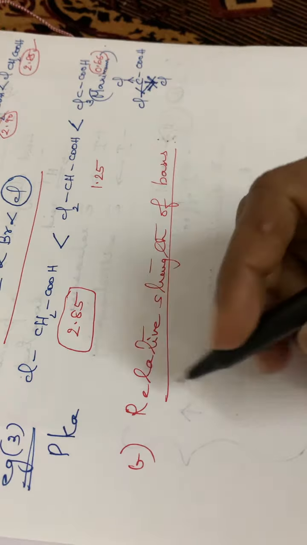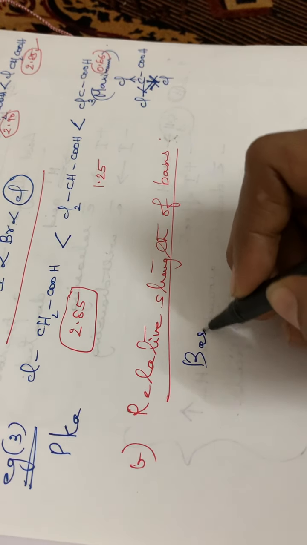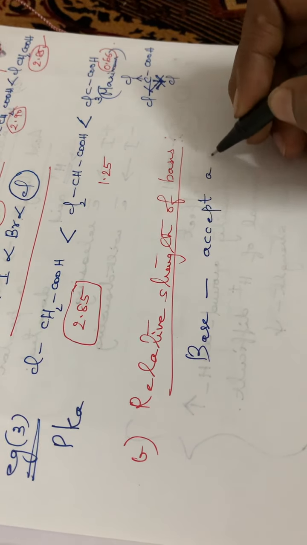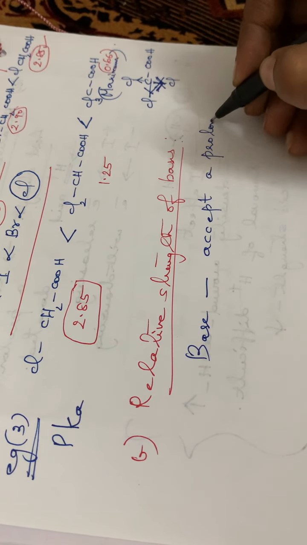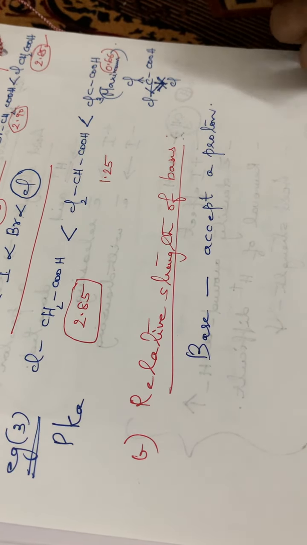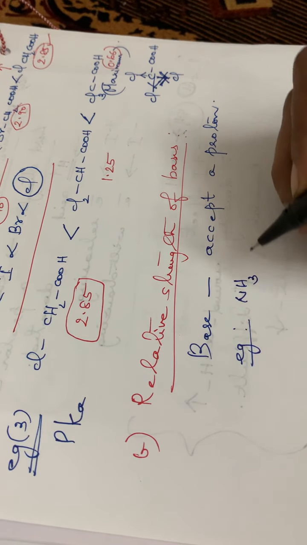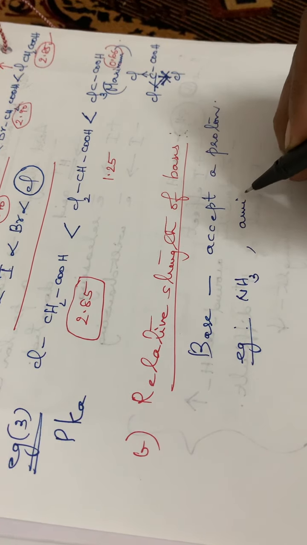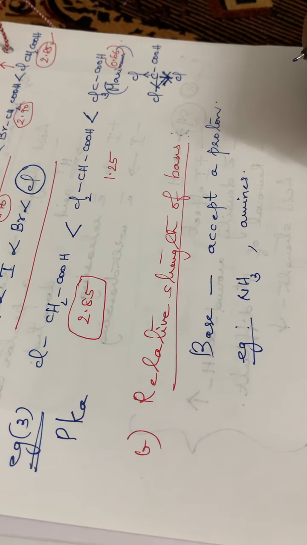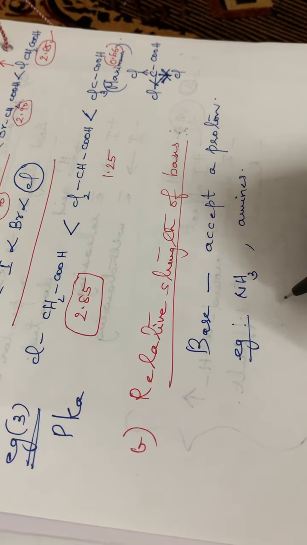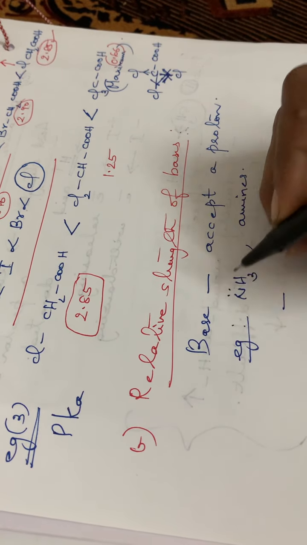Normally, what do you mean by a base? A base is a substance which can accept a proton, isn't it? A very good example of a base is ammonia, then come amines, etc. These are all bases. That means they have the tendency to accept a proton, or otherwise we can say that they have a lone pair of electrons.